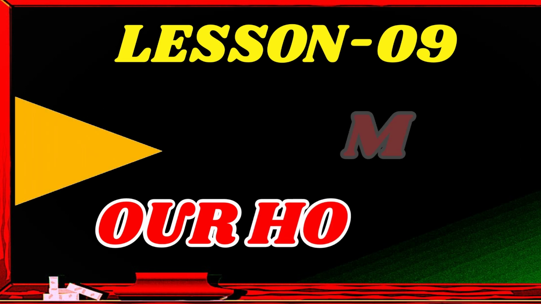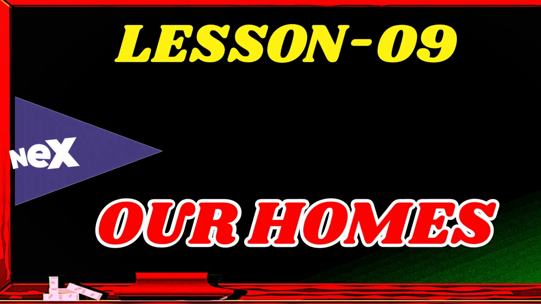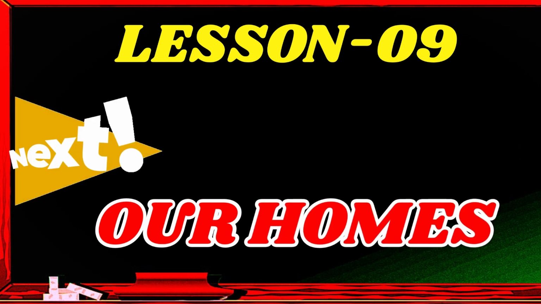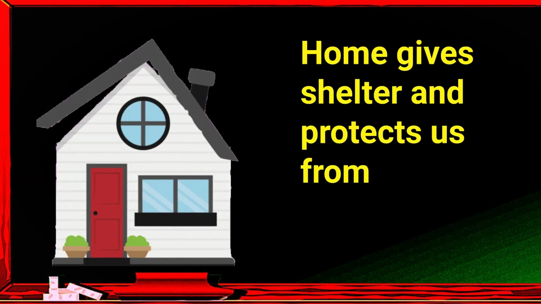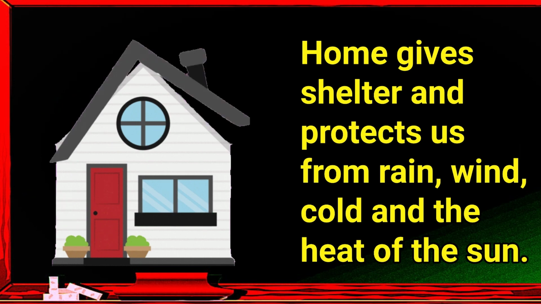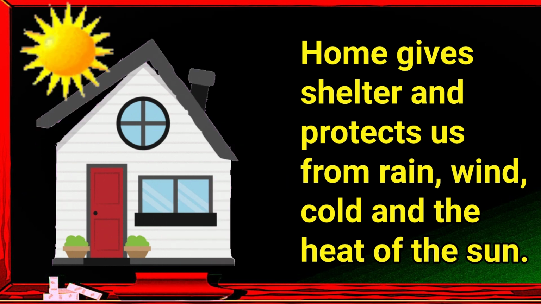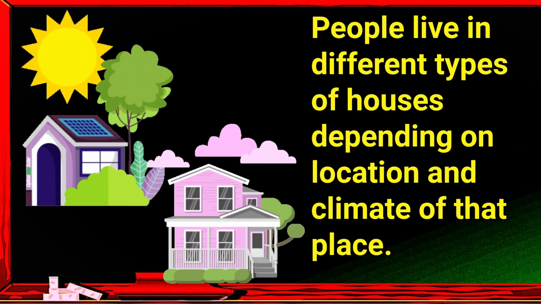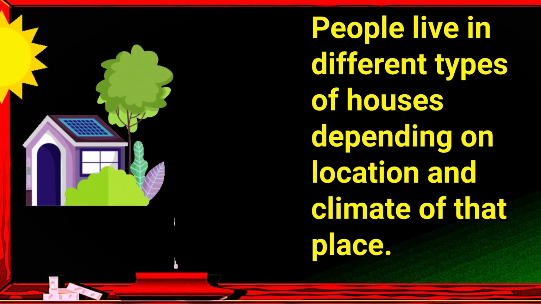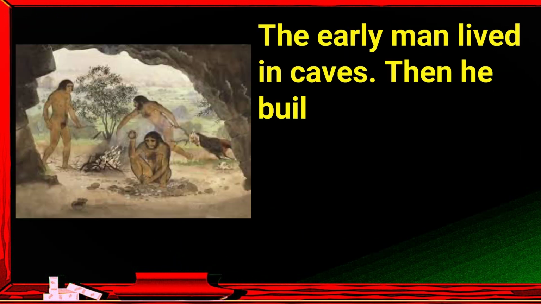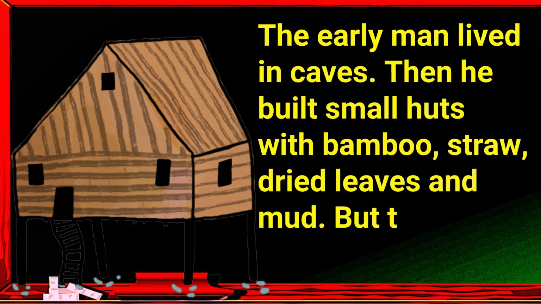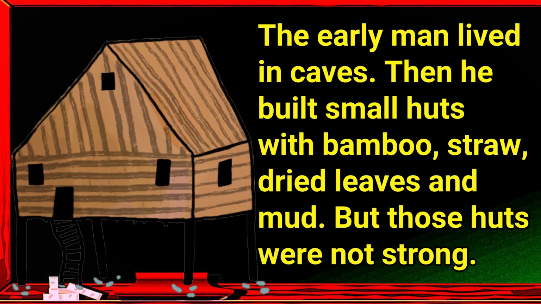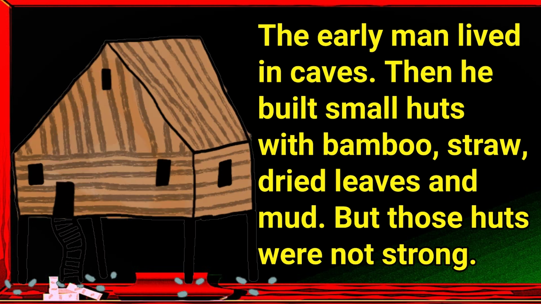Our homes. So let's revise the important facts about this lesson, which is very important for your coming exam. Home gives shelter and protects us from rain, wind, cold and the heat of the sun. People live in different types of houses depending on location and climate of that place. The early man lived in caves. Then he built small huts with bamboo, straw, dried leaves and mud. But those huts were not strong.